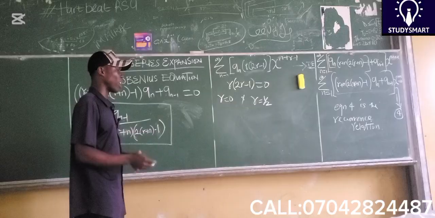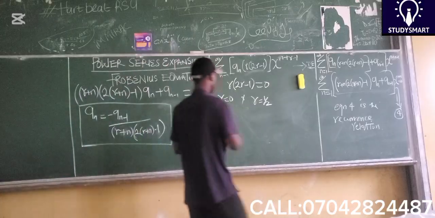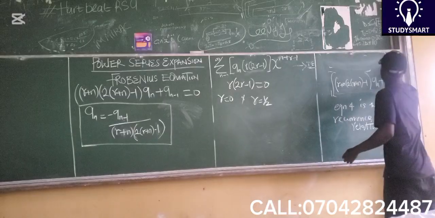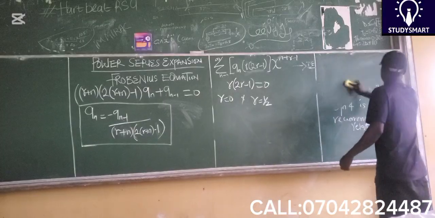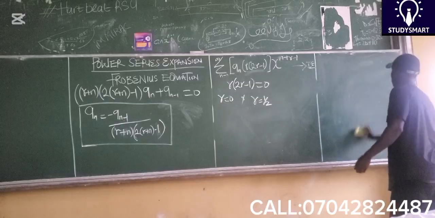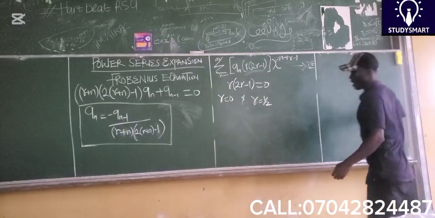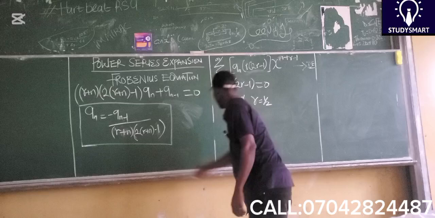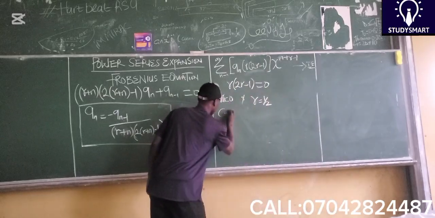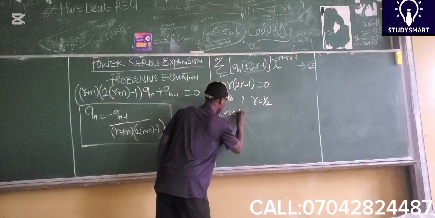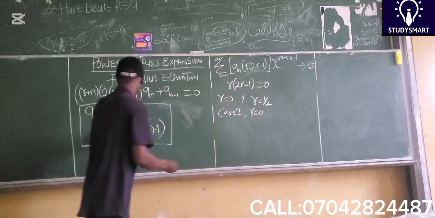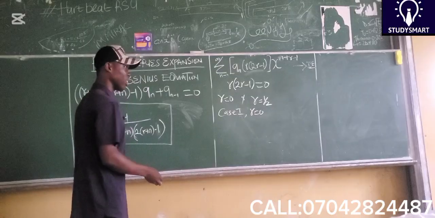I'm going to work with case 1 and case 2. All right. So now, for case 1, I have r equal to 0. So I'm going to record this initial equation.